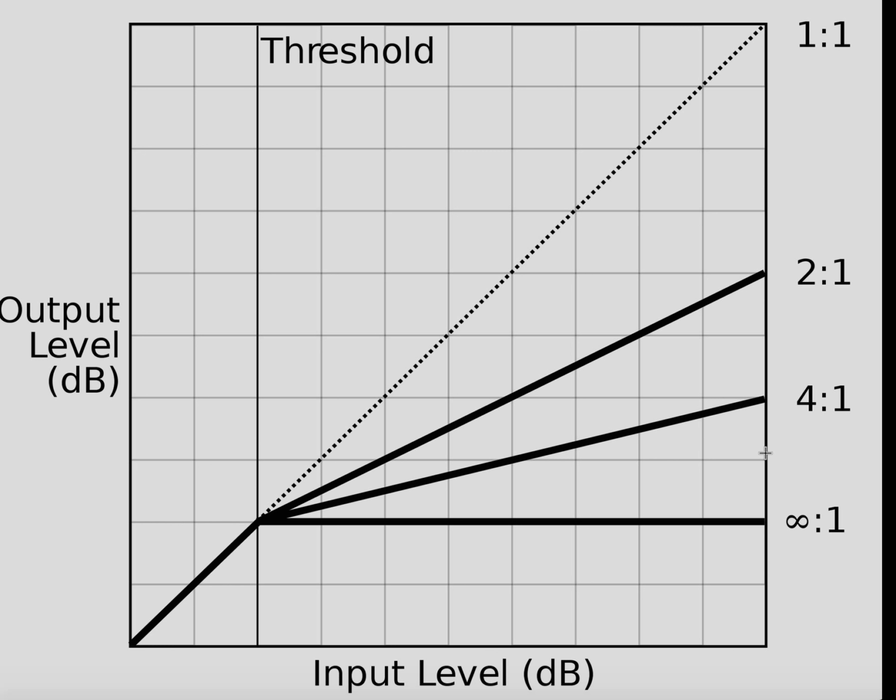So that's really all there is to understanding compression. Compression adjusts output level as input level increases. So as those little blinky lights on your board go up into the green, approaching the yellow and the red, the output level is pushed down.